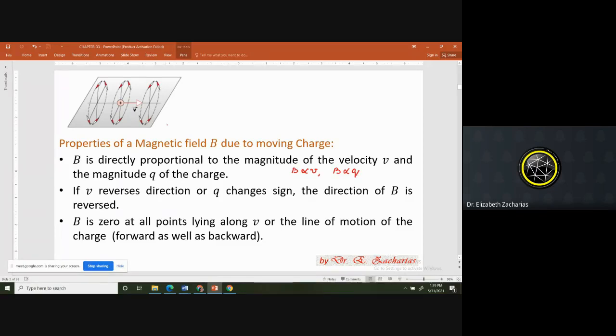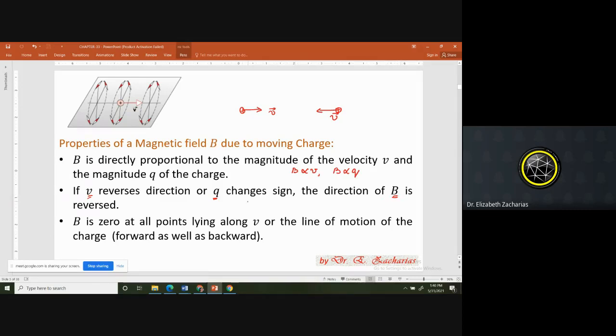But the next thing that you are noticing is how this magnetic field is related to the velocity. First you're doing this experiment with the charged particle moving in this direction. If you reverse the velocity of the charged particle, then you're finding that the direction of the magnetic field is getting reversed. Similarly, instead of doing this experiment with a proton, if you do this experiment with an electron, then also you find that the direction of the magnetic field is changing.